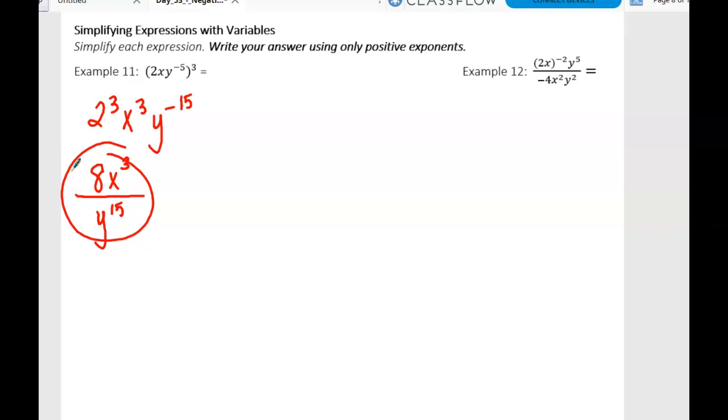All right, example 12, I like to start out with just a fraction bar, and if I have negative exponents like 2x to the negative 2, I'm just going to start out and move that to the denominator and make it a positive 2. Okay, y to the 5th would stay back up in the numerator. Now, in the denominator, I have a negative 4. I like to pull my coefficients out front. And then I've got x squared, y squared. Okay, so that might be my first step. And yours might be similar, but maybe not exactly the same.